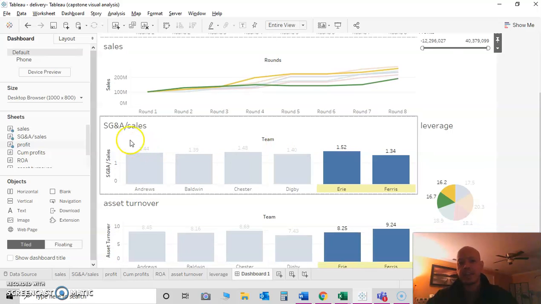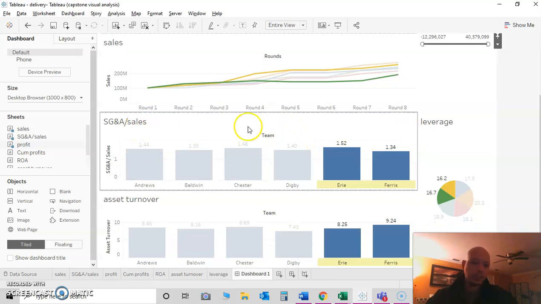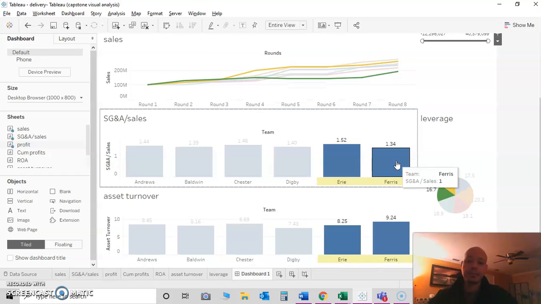So if we look at SG&A to sales ratio, which is basically saying for every dollar of sales, how much did you pay in sales, general, and administrative expenses. So here we can take a look at this, and this is a summed figure of the 8 periods, so we can still look at it as a scorecard. So the goal here is to be as low as possible. So we can see here that Ferris with a 1.34 versus Erie at 1.52. So in other words, Ferris is being much more efficient with their expenses and squeezing much more sales for every dollar of expenses that they have.